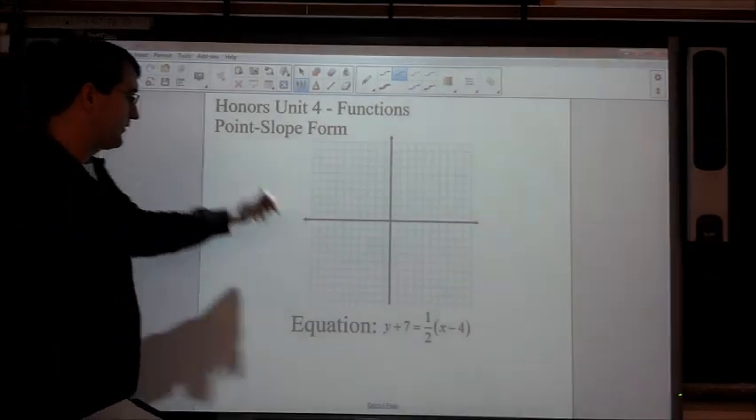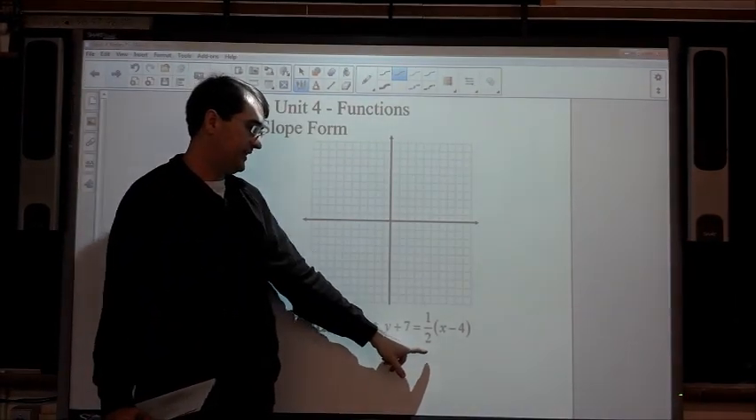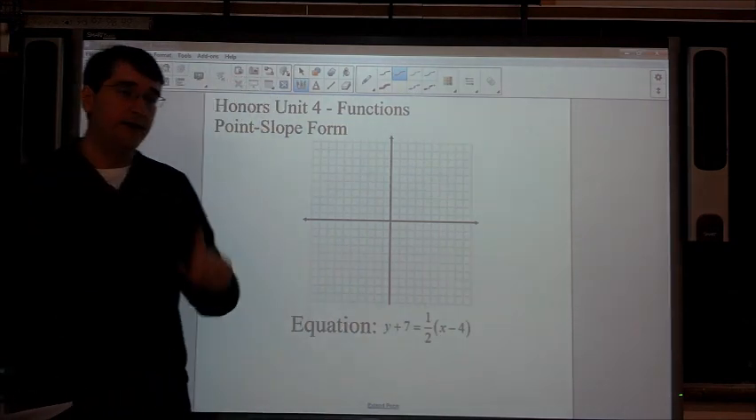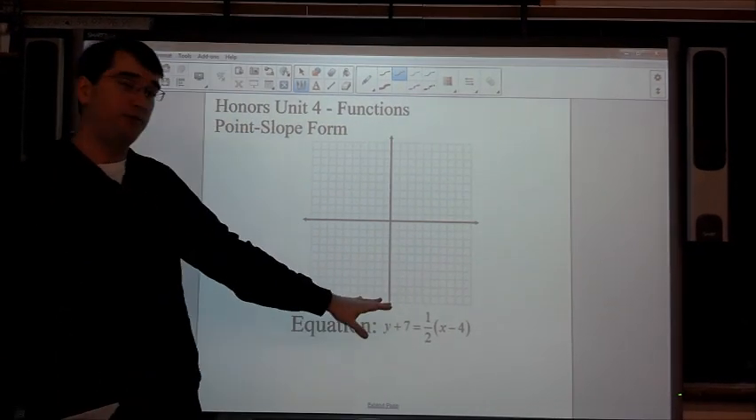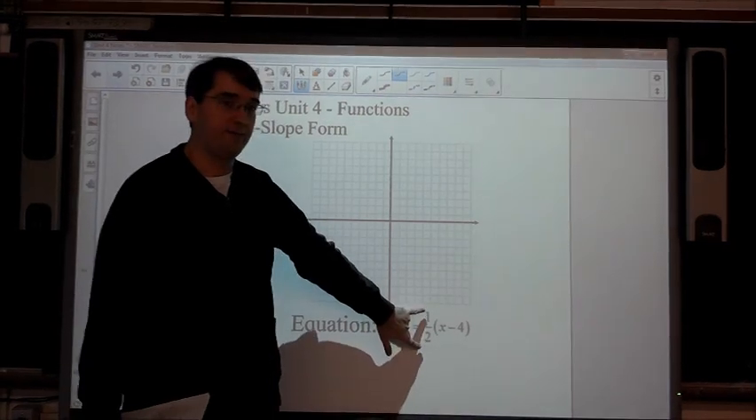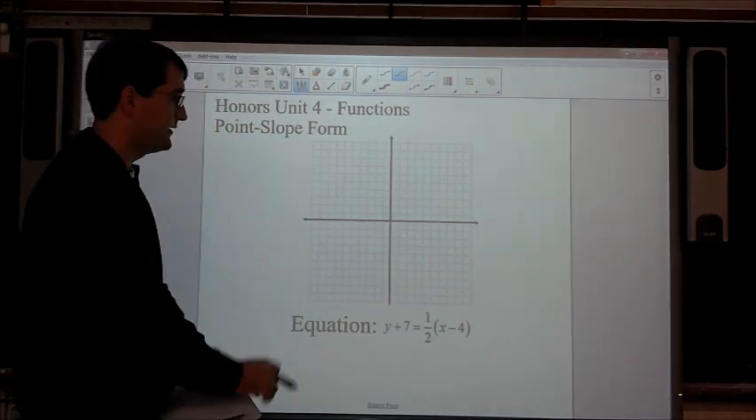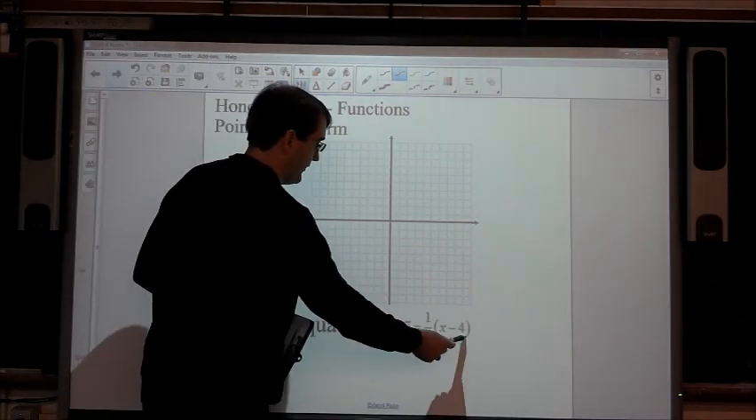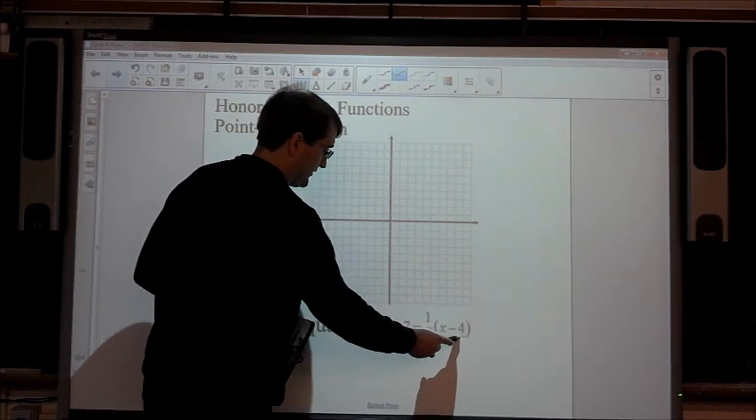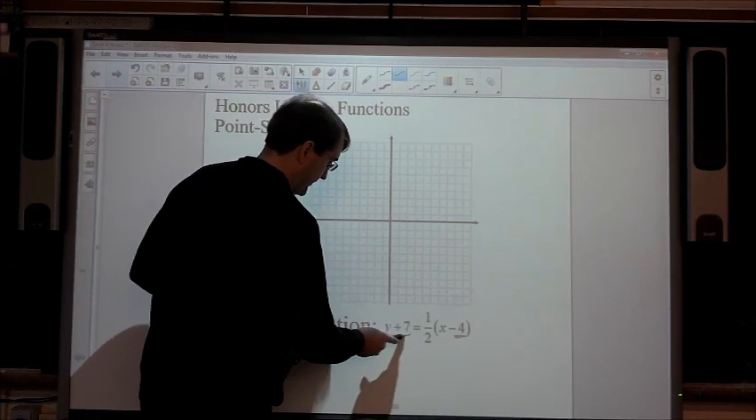Let's do that. y plus 7 equals 1/2 times the quantity of x minus 4. First thing we need to do is figure out what point. Clearly the slope is 1/2. We got that. But what point are we talking about here? Remember, we were looking at the x, we're looking at the y. We have the x coordinate right here, we have the y coordinate right here.